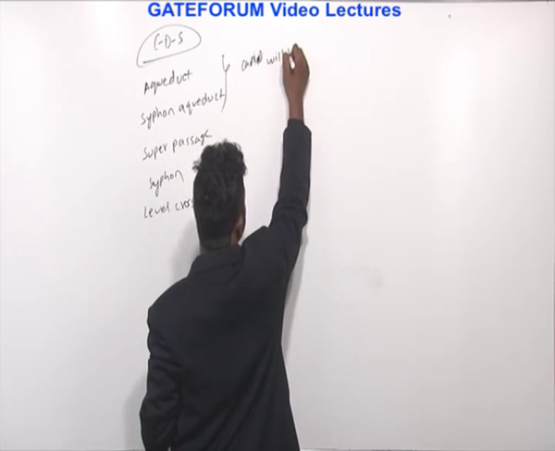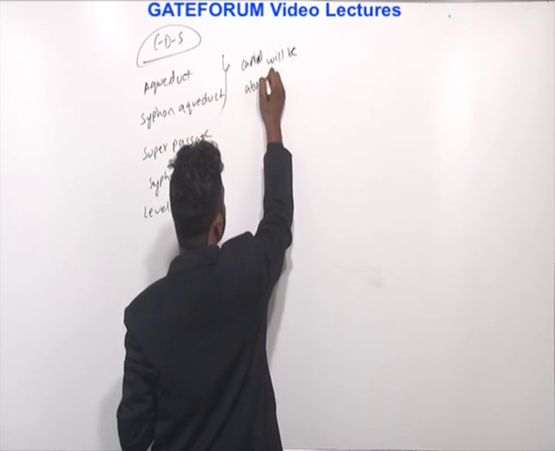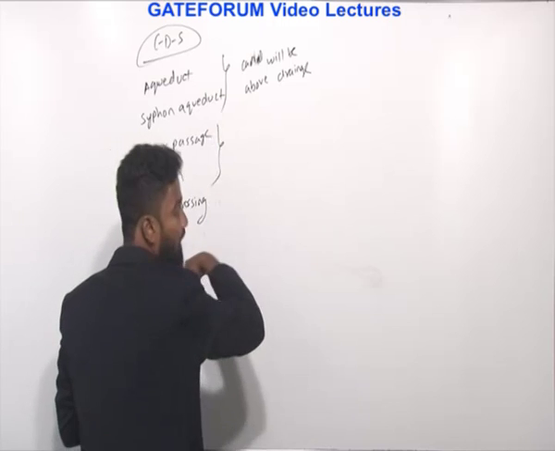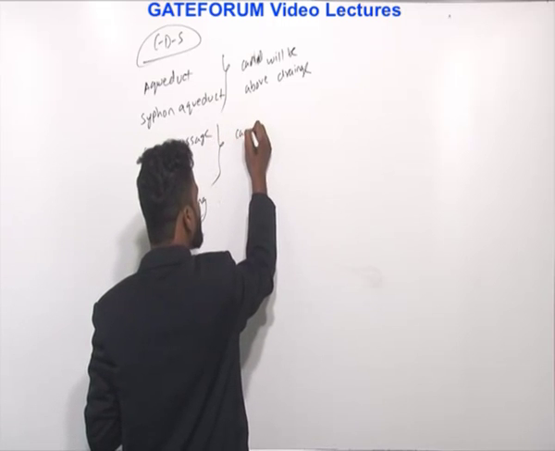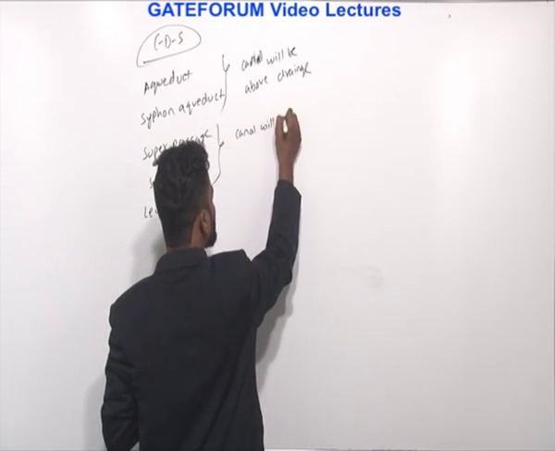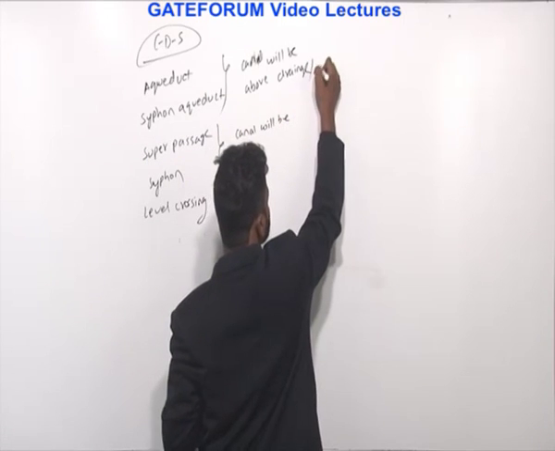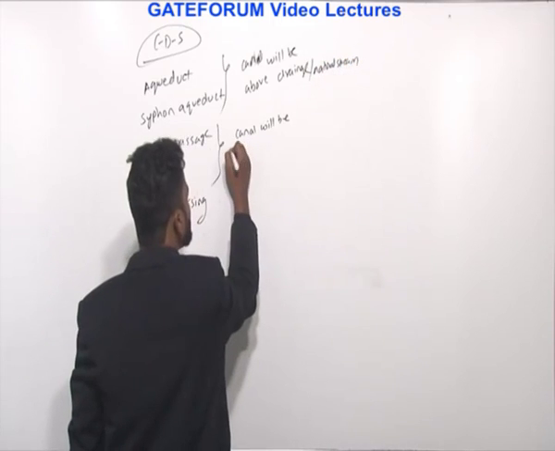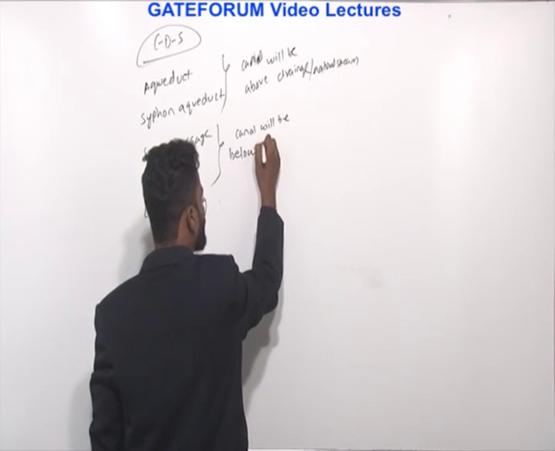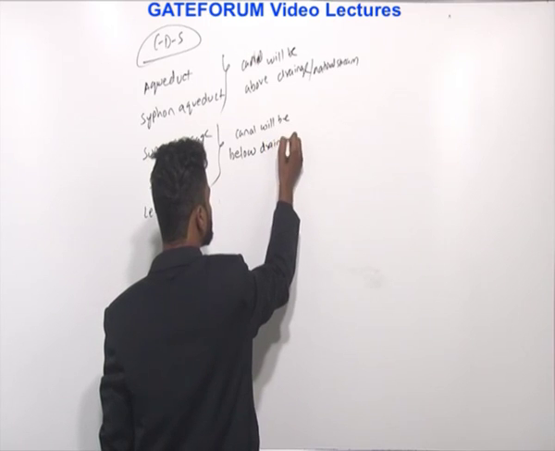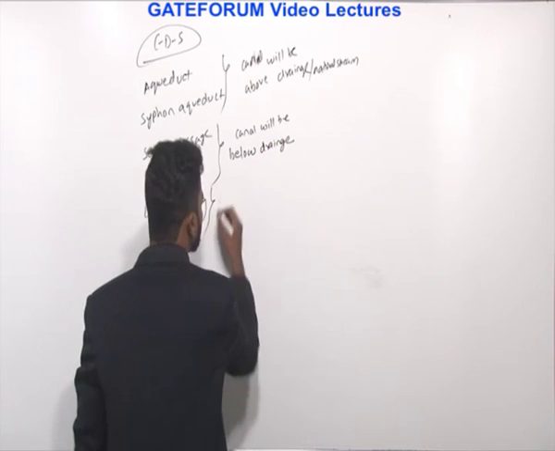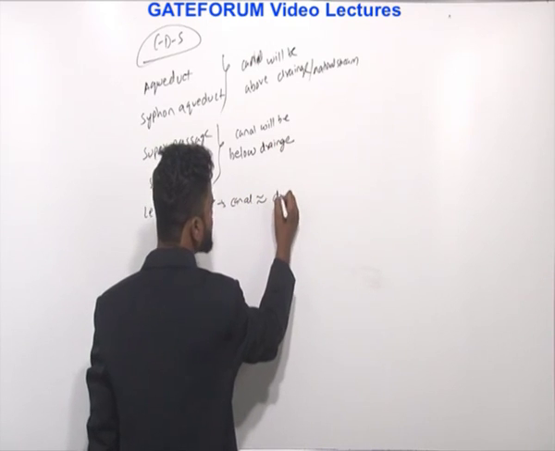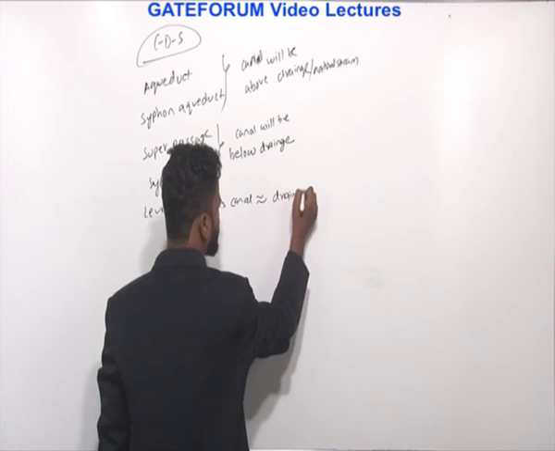will be above drainage, and whereas in super passage and siphon, canal will be below drainage. Drainage or natural stream, both mean same. Canal will be below drainage, whereas in level crossing type of sections, canal will be approximately mixing with the drainages.